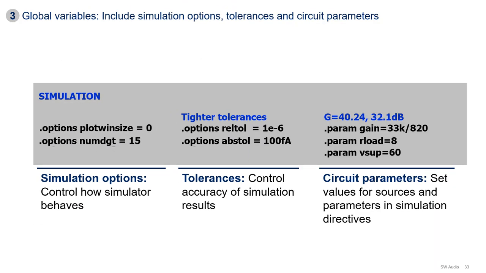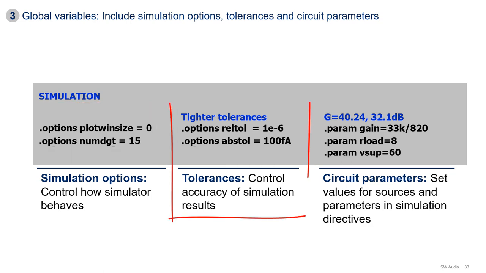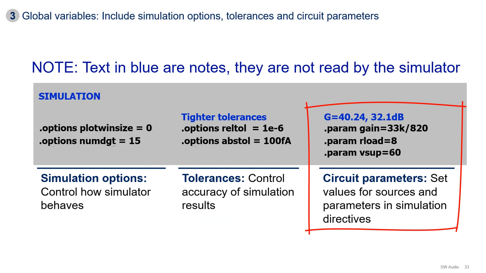Global variables include simulation options, tolerances, and circuit parameters. Simulation options control how the simulator behaves. For example, option numdgt equal 15 forces the simulator to store variable data in double precision. Tolerances control the accuracy of the simulation results. Tighter tolerances will give you more accurate results, but will also slow down the simulation and may affect convergence. Circuit parameters set values for sources and parameters in the simulation directives. In the previous peripheral circuitry, we had everything parameterized. Here, with circuit parameters, we set the value of those parameters. For example, you can see I'm setting our load to be 8 ohms and the supply voltage to be 60 volts.